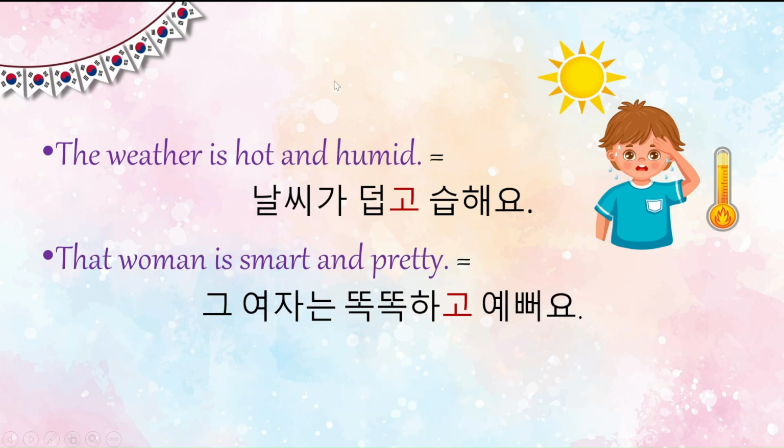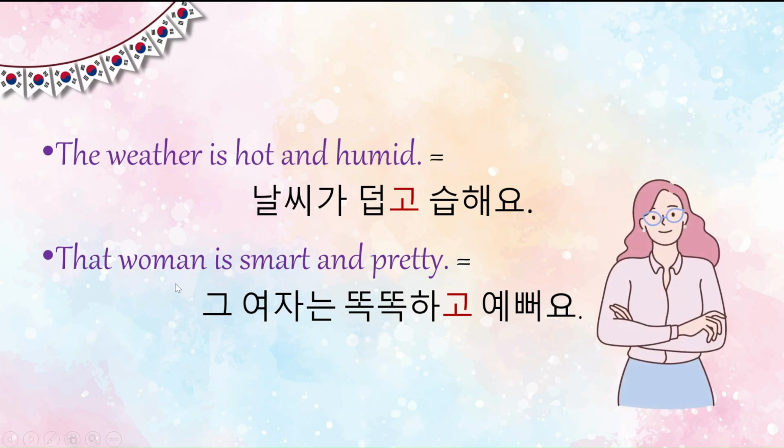Now in Korean, this is going to be 날씨가 덥고 습해요. Weather is 날씨. The adjective hot, 덥다. Humid, 습하다. Hot and humid, 덥고 습해요. Okay, you attach the particle ko to the stem of the first adjective. Very simple. Next example is: that woman is smart and pretty.